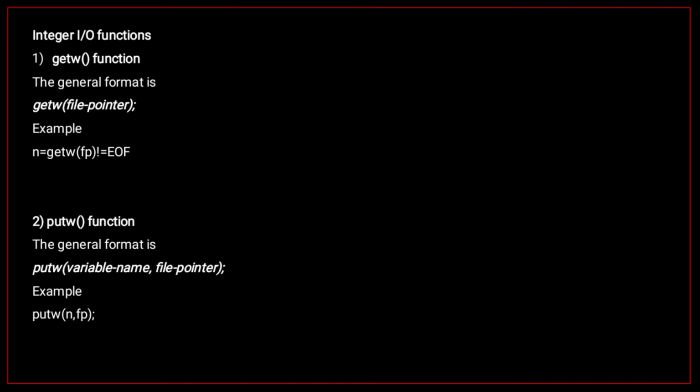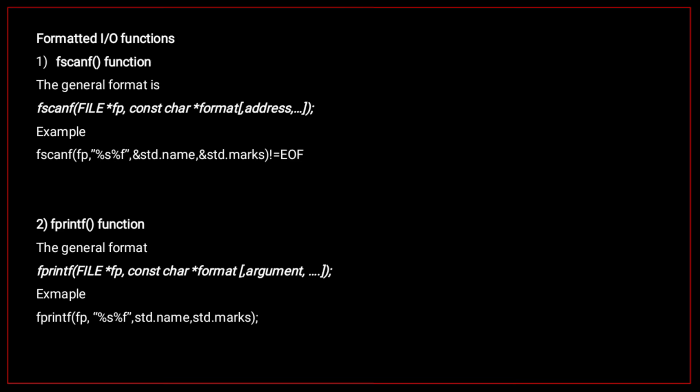Next is formatted input output function. This function reads data from file. It has a number of parameters, of which the first is a pointer of file type, and it points to the file from which data will be read. This is the general format of fscanf function: fscanf(FILE *fp, const char *format, &address); Now see the example how to use fscanf function.